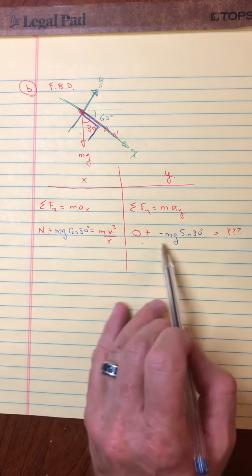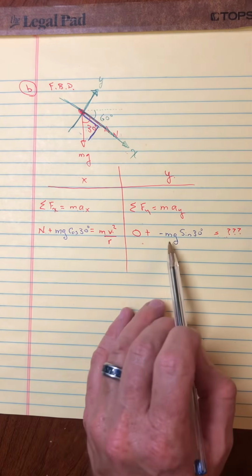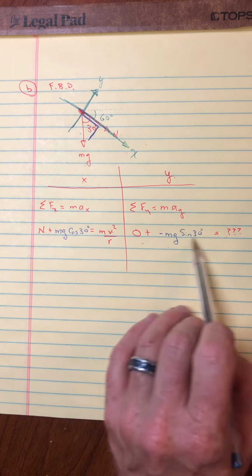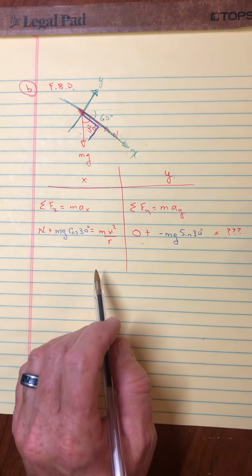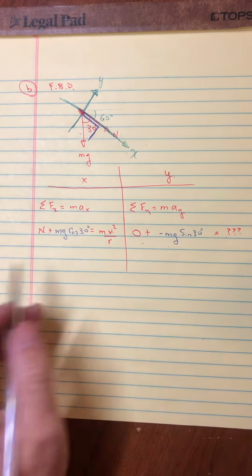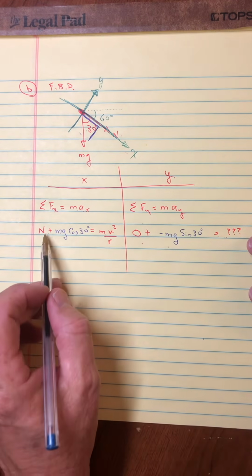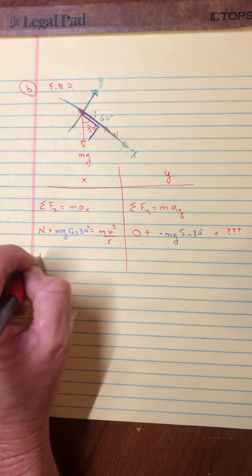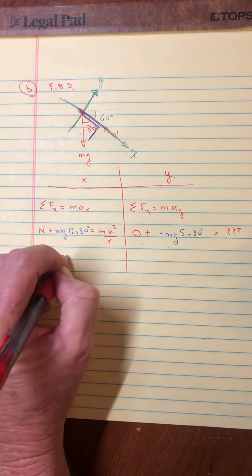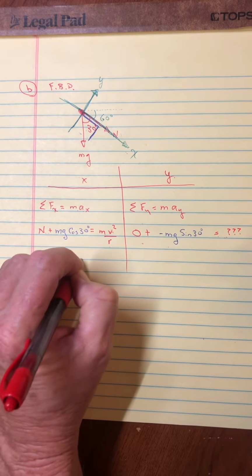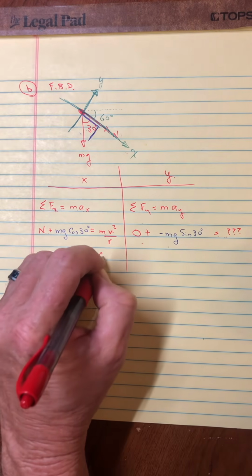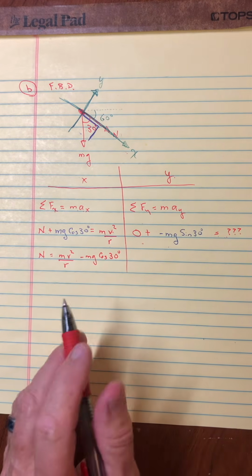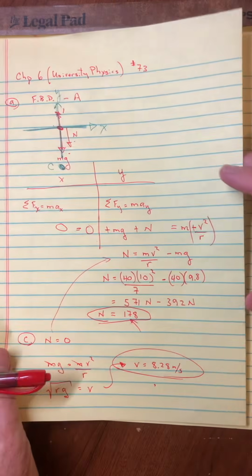So you can see in the y direction it doesn't come out to be 0, and so there is an acceleration, and we could even calculate what it is. But let's not do that since they don't ask that. What they ask is, what does this normal force have to be? So solving this, I would get normal force would have to be mv squared over r minus mg cosine 30.